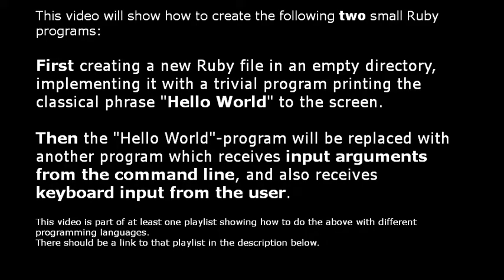This video will show how to create the following two small Ruby programs. First, creating a new Ruby file in an empty directory, implementing it with a trivial program, printing the classical phrase "Hello World" to the screen. Then the Hello World program will be replaced with another program, which receives input arguments from the command line and also receives keyboard input from the user.